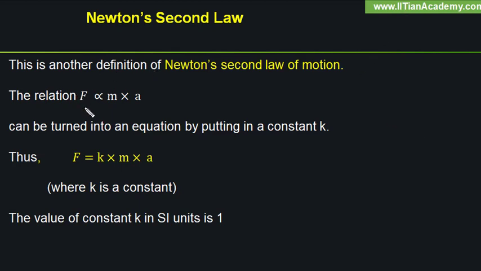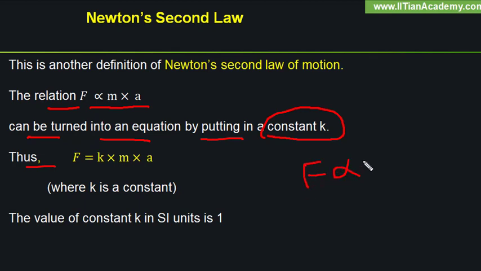The relation F proportional to m times a can be turned into an equation by putting in a constant k. We have just seen that force is proportional to mass into acceleration, which is Newton's second law of motion. Now you take out the proportionality and put in the exact equation, because in proportionality you cannot solve any problem. So you have to put it into equation terms.